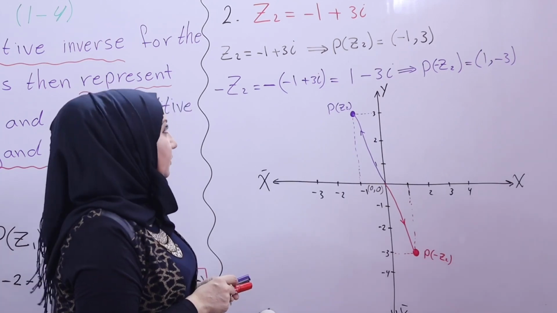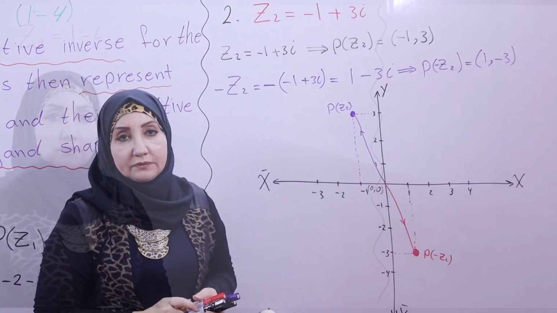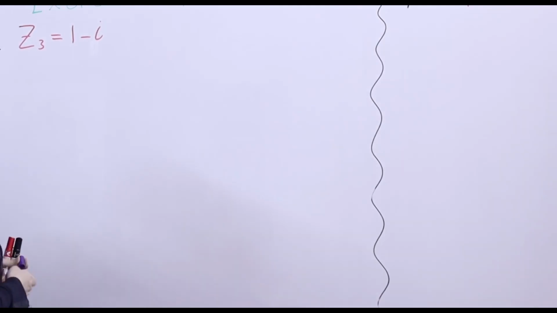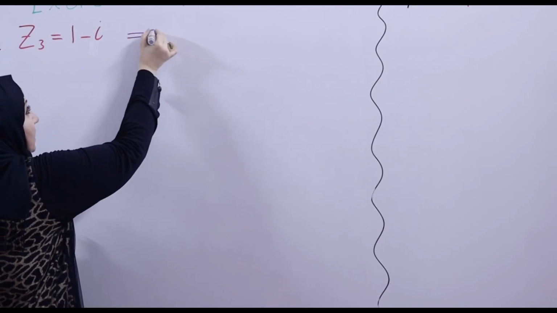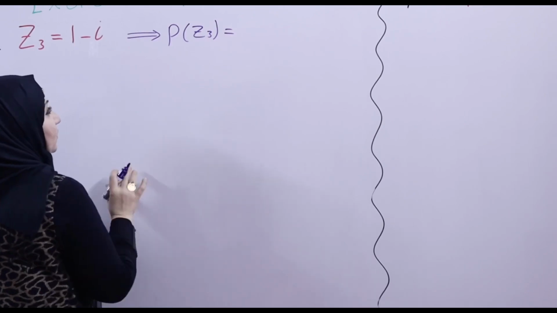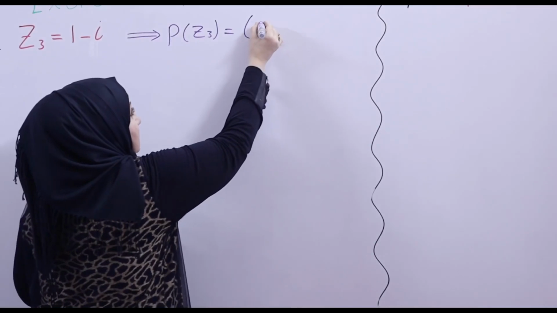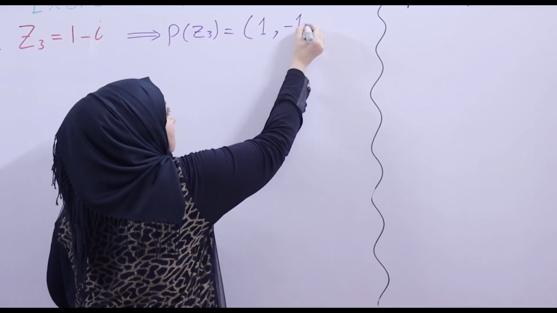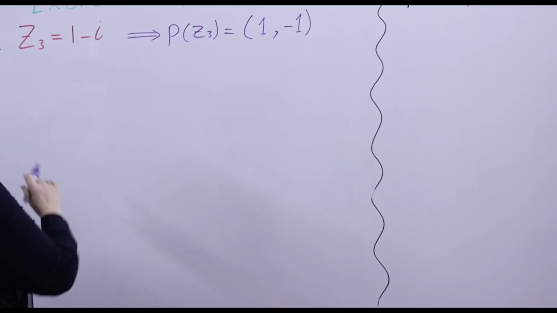So this is the representation of Z2 and its additive inverse. And now we will solve section 3. Z3 equals 1 minus i. So that means the point which represents Z3 we will write as an ordered pair. The real part will be the x coordinate and the imaginary part will be the y coordinate. So this ordered pair represents the point of Z3.